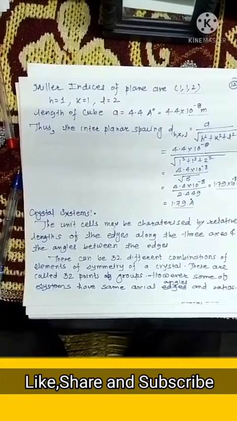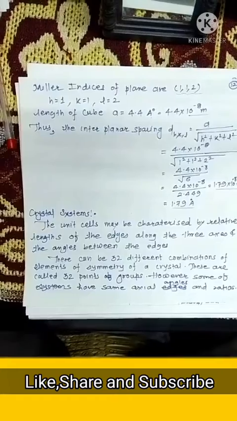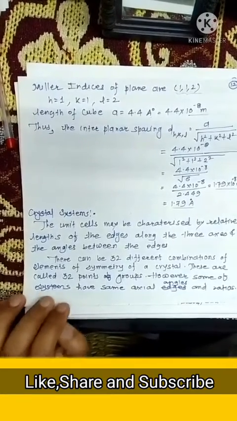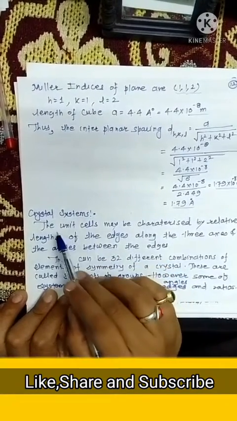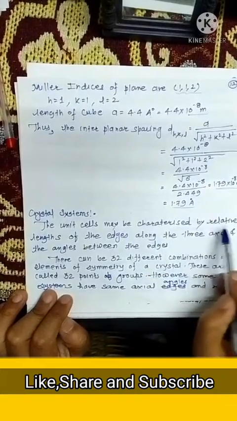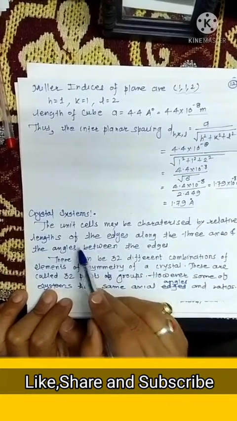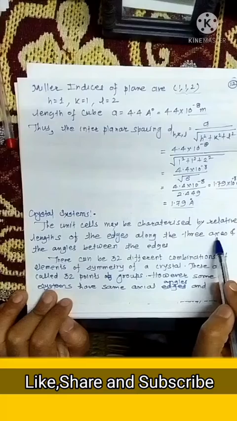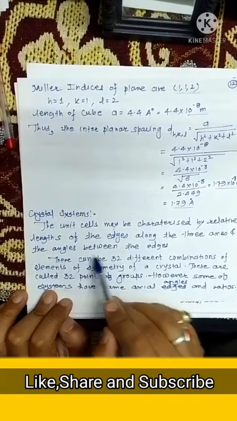Good morning, students. Today we are going to learn crystal systems. The unit cell may be characterized by relative lengths of the edges along the three axes and the angles between the edges.